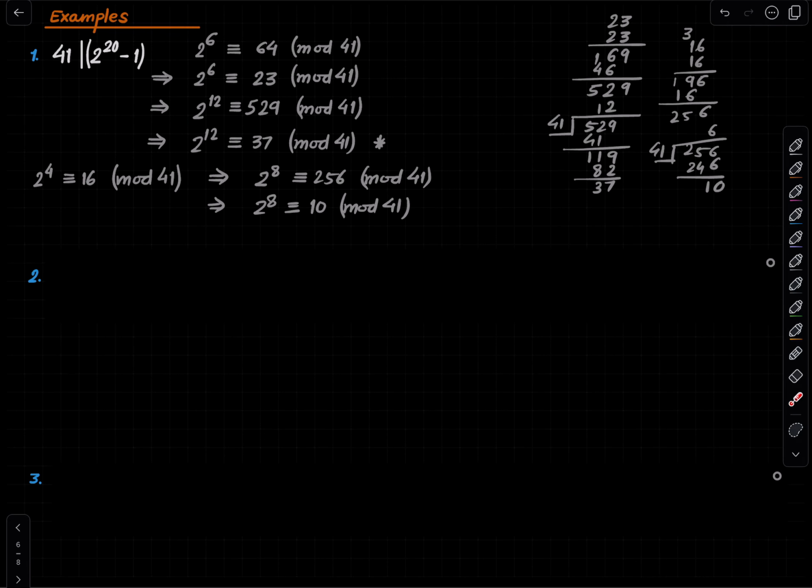Right? So what did I do? I'm just saying that 256 is congruent to 10. 256 is congruent to 2 to the 8, but it is also congruent to 10. So 2 to the 8 is congruent to 10. So we are here, and this is our second equation.